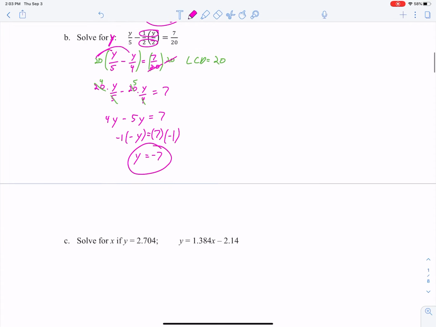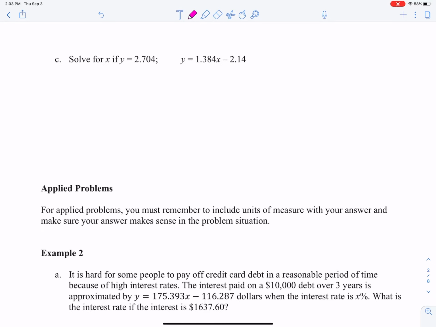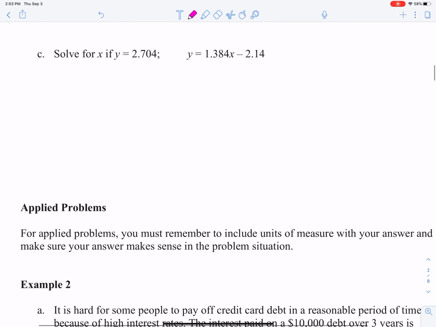All right, let's see. Moving on here. All right, here's just another type of algebraic problem. It says solve for x if y equals 2.704. So that's just fancy talk for plug it in. Okay, so we're going to replace y with 2.704.